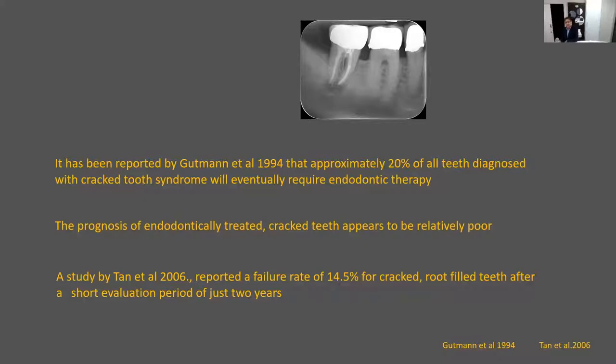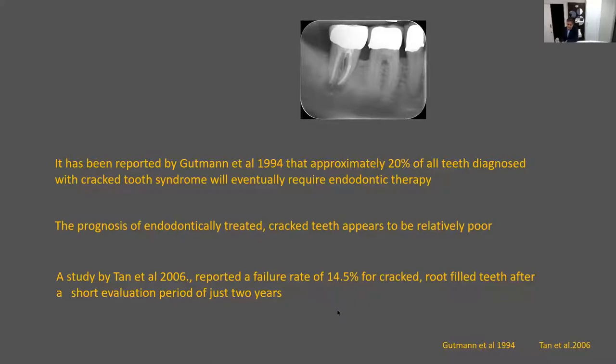So we need to tell our patients that although we did root therapy, the tooth is highly compromised, and sometimes even after doing a crown, you might end up losing the tooth. They should know about this. So that's an important part of the consent process, isn't it? Okay. So that brings me to the next question.